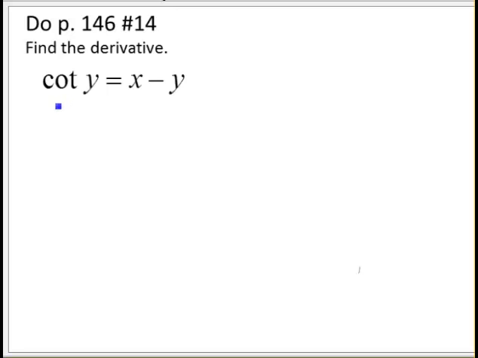On this problem, I have a cotangent y. We know the derivative of cotangent x to be negative cosecant squared. Now it's not an x, so we're going to say it's negative cosecant squared y, and because it's not an x, we're going to go ahead and put a y prime with it. Equals, well, on the right-hand side, the derivative of x is 1. And then we have minus the derivative of y is 1. But it's not just 1 that I'm going to write because it is a y. I have to put a y prime.